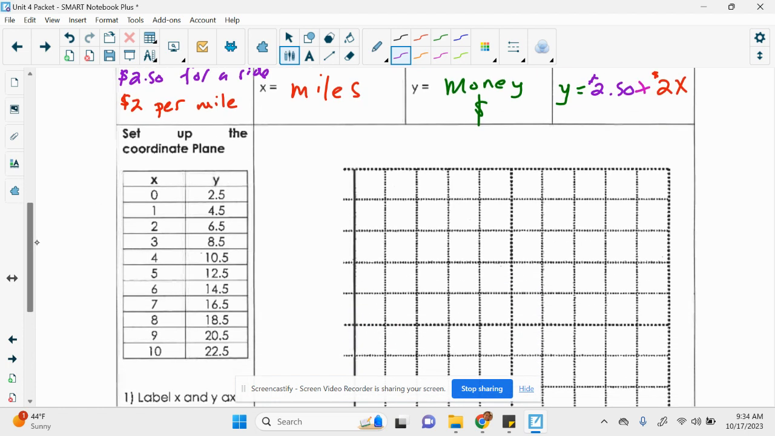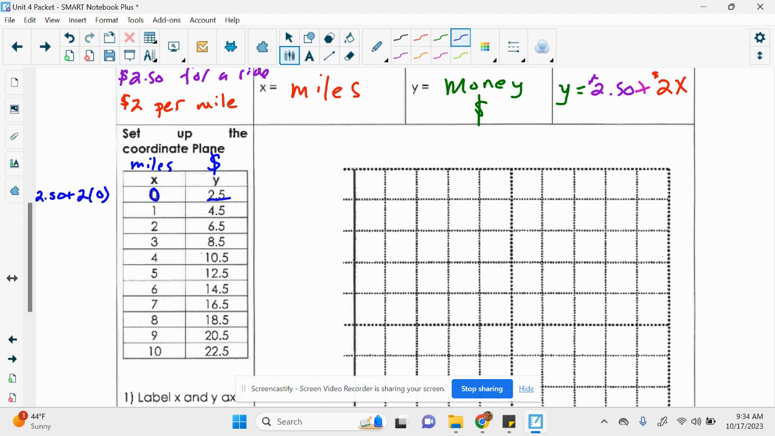Now, here's the deal. For this problem, I actually gave the values in a table. That's how we're going to start graphing. We're going to use tables. Eventually we'll use our graphing calculator. What I did is I have my X, my miles, and my Y is my money. I just typed in my calculator. I would put 0 in and go, here we go, 2.50 plus 2 times 0. And that's how I popped out $2.50.